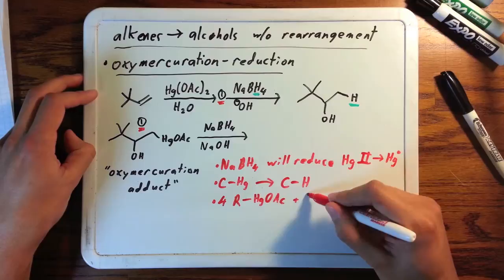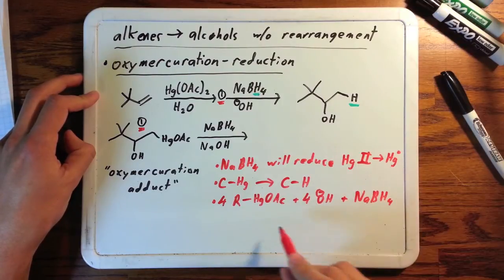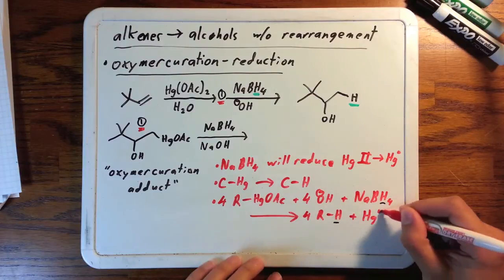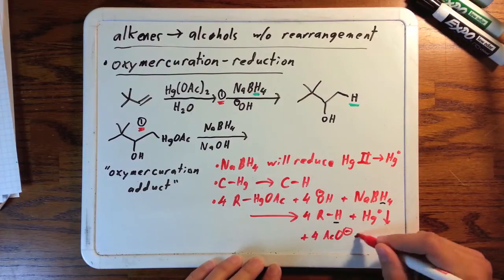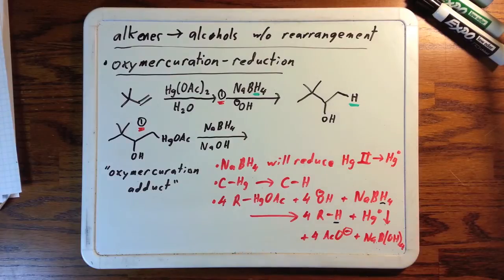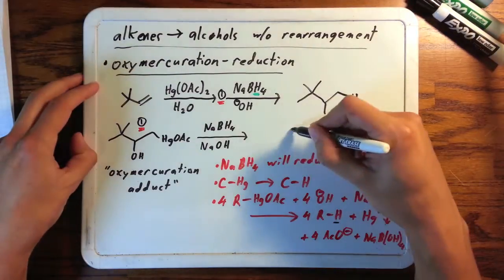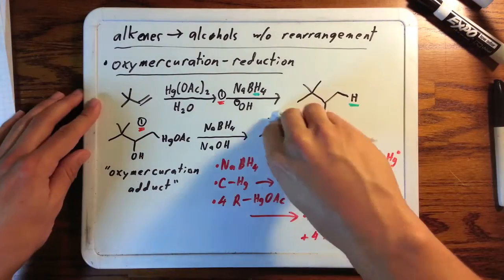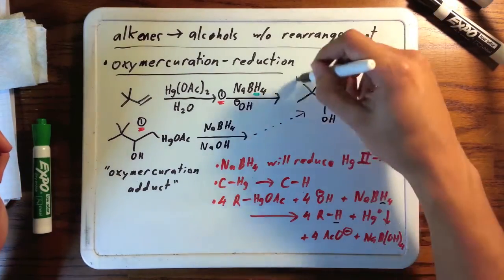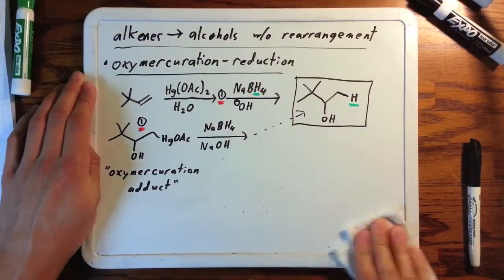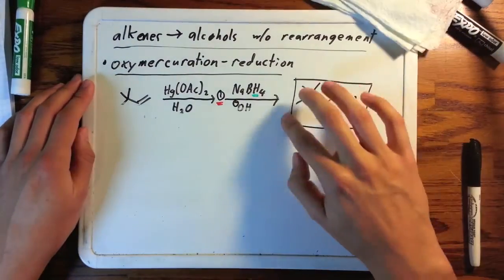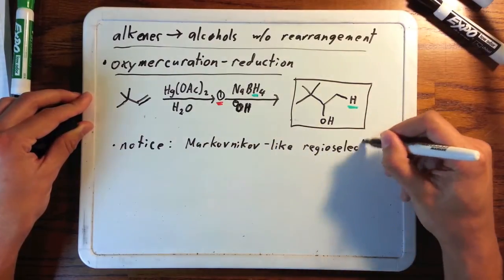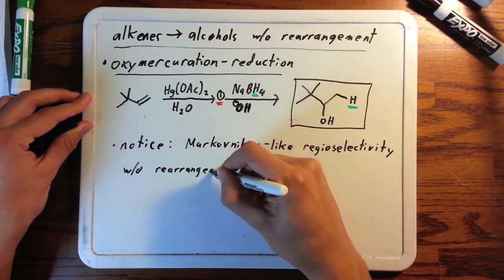Lastly, here's a balanced equation. So 4 oxymercuration adducts plus 4 hydroxide plus 1 sodium borohydride. Notice that 1 borohydride can reduce 4 oxymercuration adducts. Gives us that stuff. That is the same thing as what I drew here. That's our product. Most important thing you need to know about oxymercuration reduction: Markovnikov-like regioselectivity without rearrangements. Hooray.